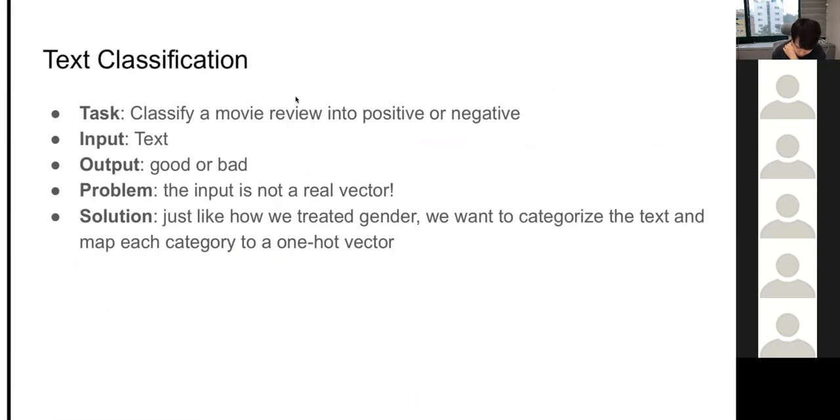That's great, but then how about text classification? There is one single problem. We can still try to classify a movie review into positive or negative. We don't have any problem with the output, because we can do the same thing as we did for image classification and make this into a probabilistic model. But there is one issue, because the input is not a real vector. Text is not a real vector, right? So what is our solution? Just like how we treated gender, we want to categorize text and map each category to a one hot vector.